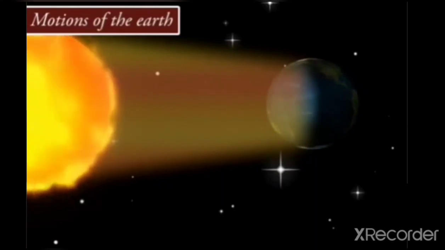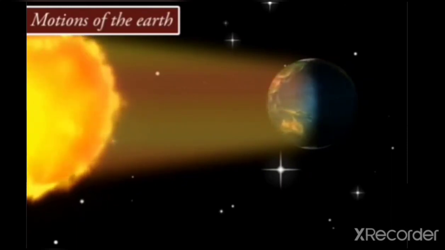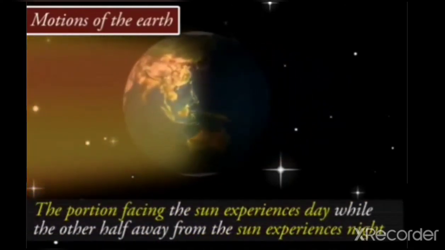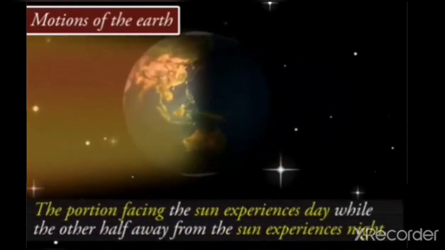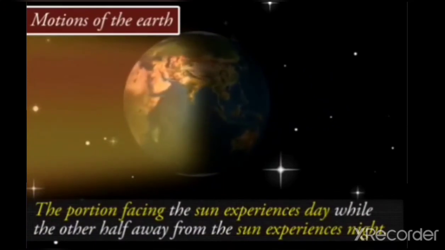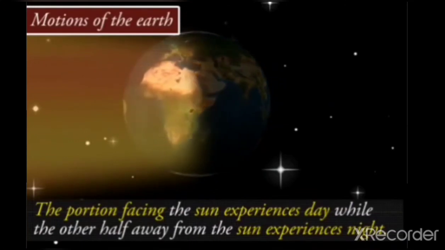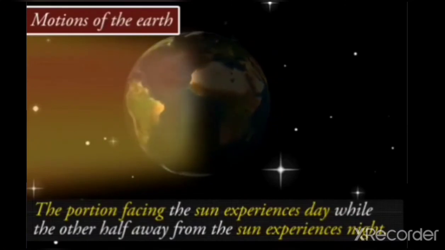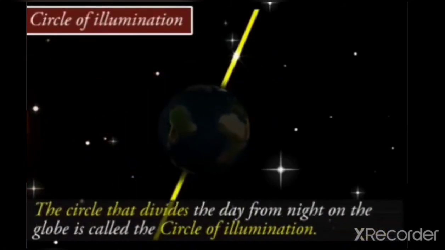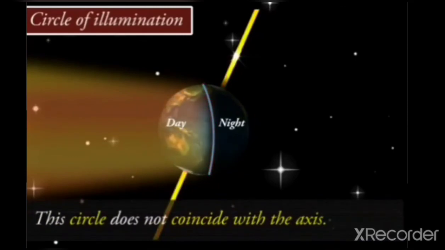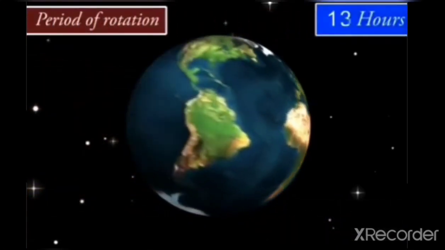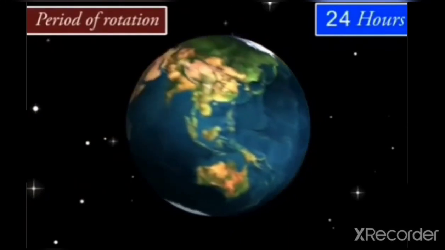Due to the spherical shape of the Earth, only half of it gets light from the Sun at a time. So the part which receives the light is experiencing the day. The portion facing the Sun experiences day, and the other half which does not receive the light has night. The circle that divides the day from night on the globe is called circle of illumination. This circle does not coincide with the axis, means it does not intersect with the axis.